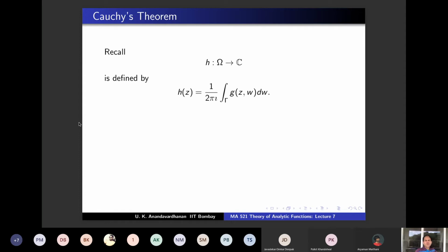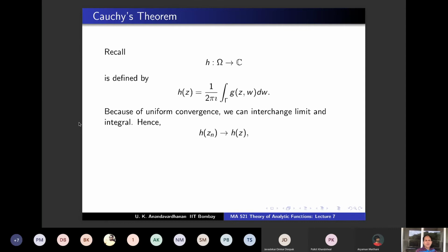So that's what you have to show for h to be continuous, right? If zn converges to z, then h(zn) converges to h(z). That's what we have shown. Because of uniform convergence, you can interchange, and therefore h(zn) converges to h(z), and therefore h is continuous on omega. Now you have constructed a function which is continuous on omega.